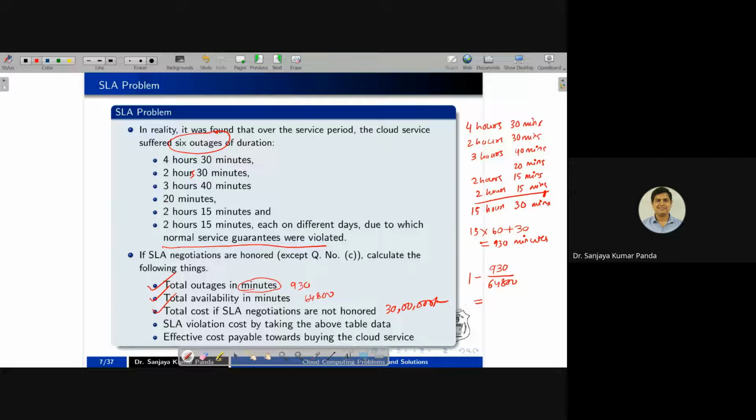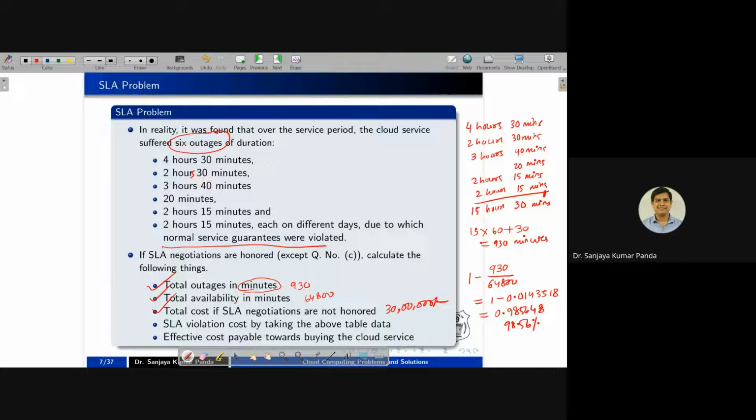So if you calculate this, how much will you get? 930 divided by 64,800. So I think you will get 1 minus 0.014358, something like that. Okay. Yeah, Gopinath sir also mentioned the value is 98.56. If you subtract it, you will get 0.985648. So if you convert it into percentage, Rita madam also mentioned it is 98.56%.